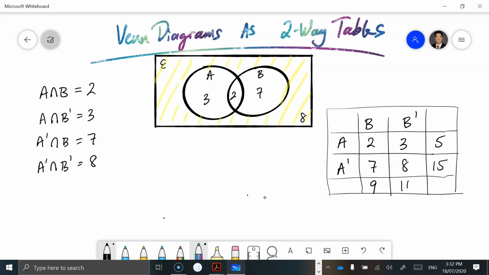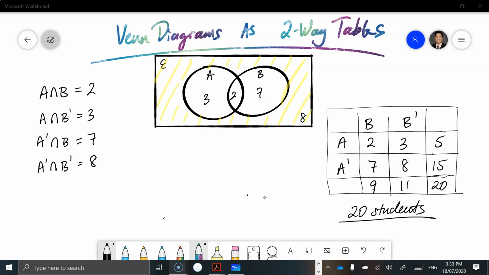So you can see how we need to have the total going across and also going down. This last box at the bottom, we need to make sure that these two numbers add up to the same total as these two numbers. 5 plus 15 is 20, and 9 plus 11 is 20. So we have 20 students altogether in this diagram studying art and or biology.